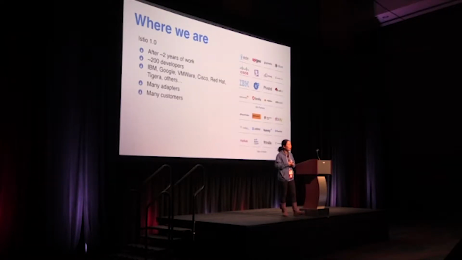So where we are is that Istio 1.0 was released at the end of July this year. It's our first production-ready release. It doesn't mean every single feature is production-ready, but many of the core pieces are. We have about 200 developers and a growing number of companies joining us on this journey. There are many adapters, and a lot of customers are actually using Istio. The Istio in action section at the bottom of the page lists customers on different cloud providers using Istio.